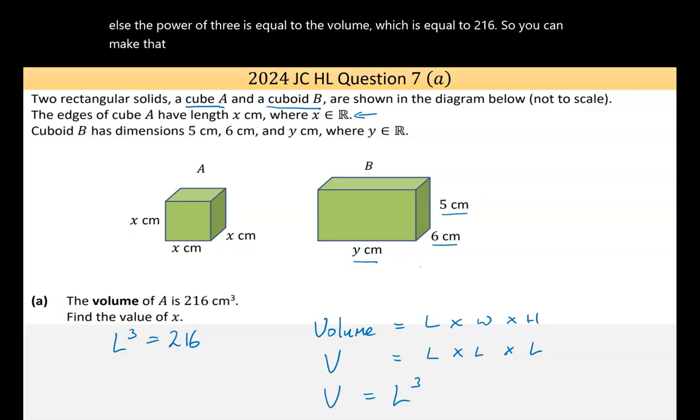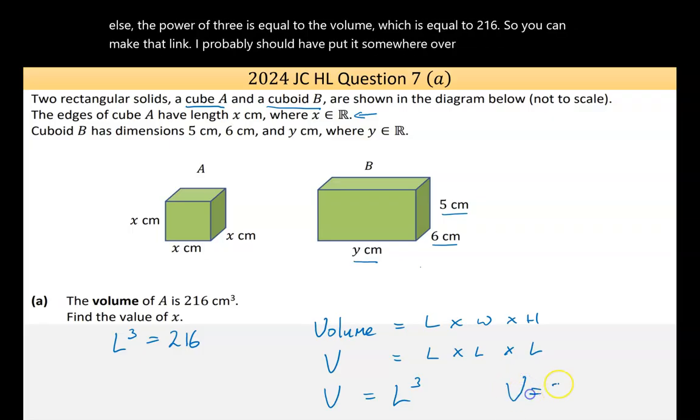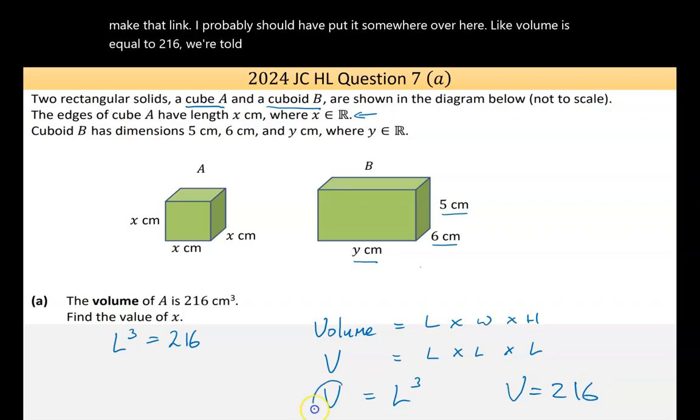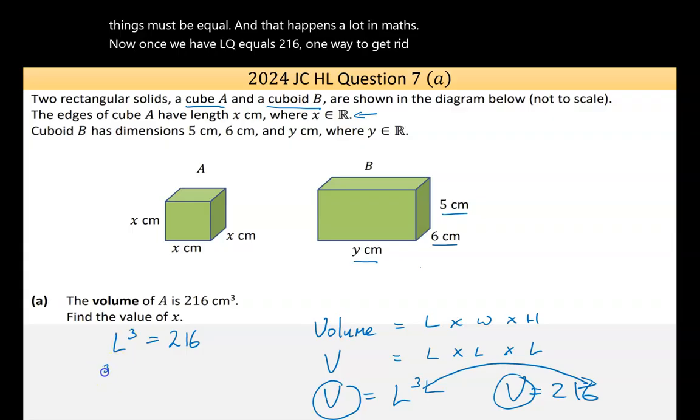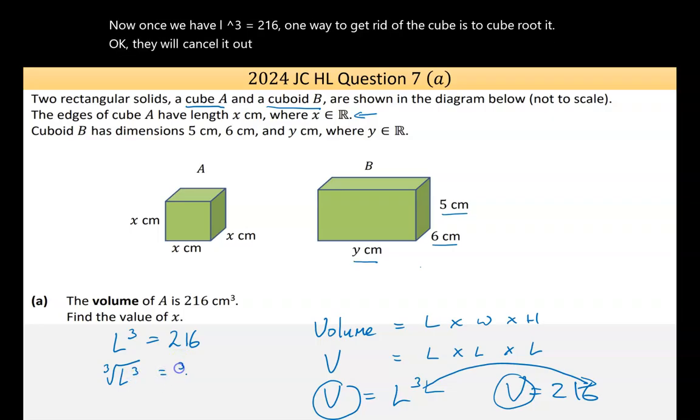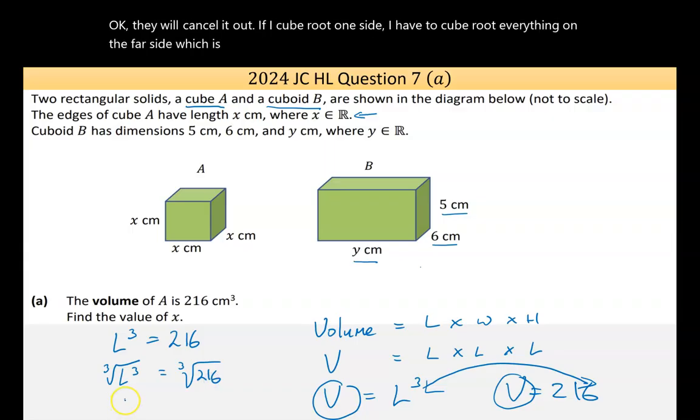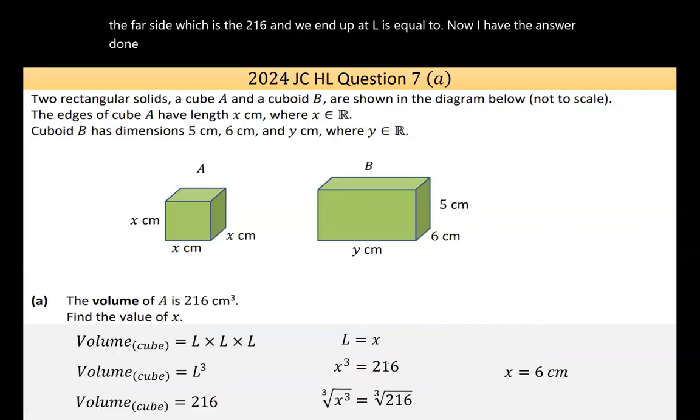I probably should have put it somewhere over here, like volume is equal to 216. We're told that. If volume and volume are equal, well then these two things must be equal. And that happens a lot in maths. Now, once we have L cubed equals 216, one way to get rid of the cube is to cube root it. They will cancel each other out. If I cube root one side, I have to cube root everything on the far side, which is the 216. Then we end up at L is equal to, now I have the answer to that before, it's 6, isn't it? Yeah, the answer is 6.